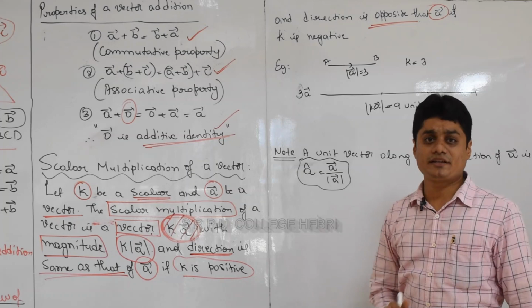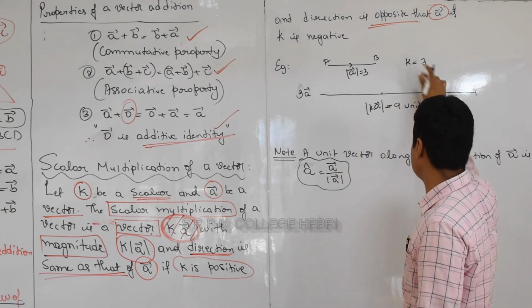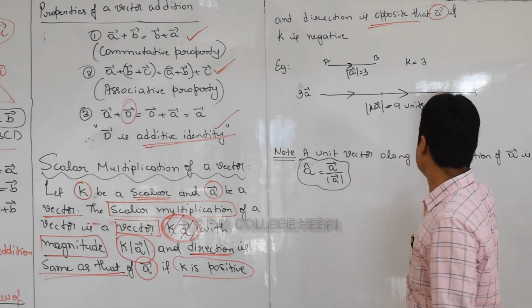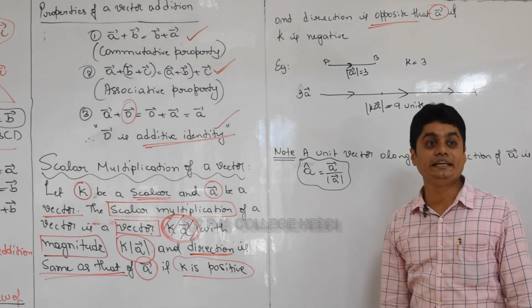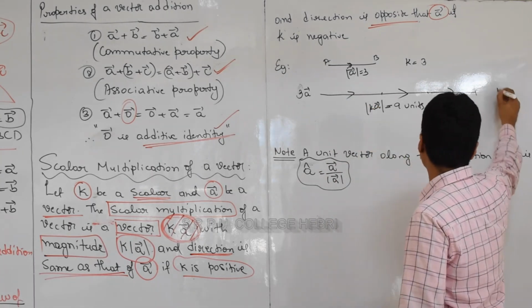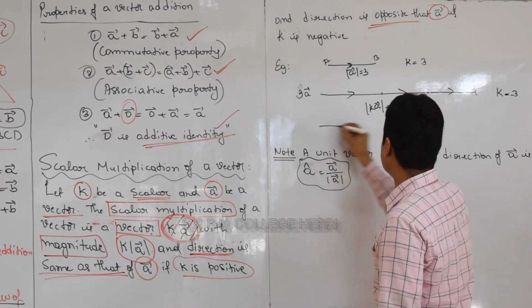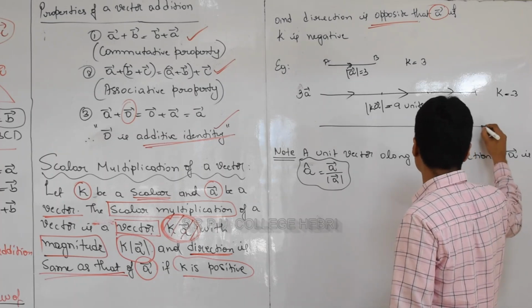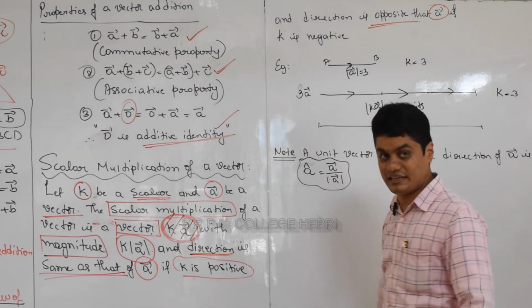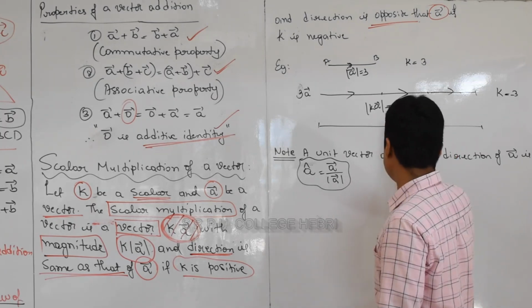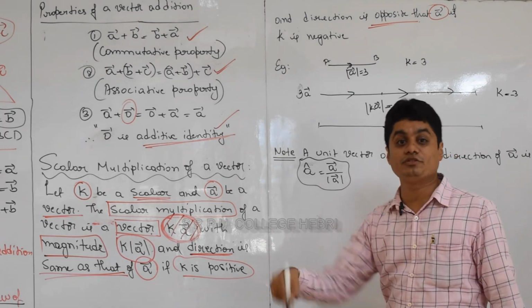Now what is the direction? Since k is positive, direction is same as that of vector a. Direction is like this. This is the direction of 3 into vector a. But if you take the scalar as -3, the magnitude will remain the same. There is no change in magnitude, because 3 into magnitude of vector a is 9 only, but the direction is opposite to that of a.